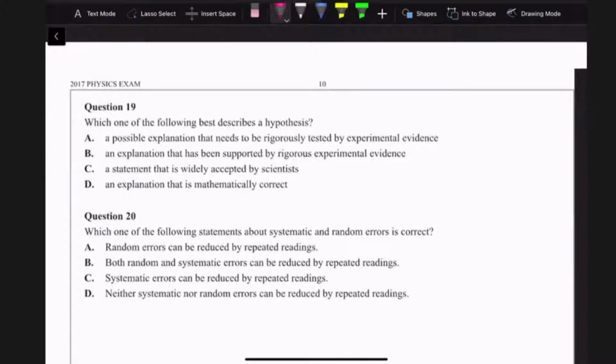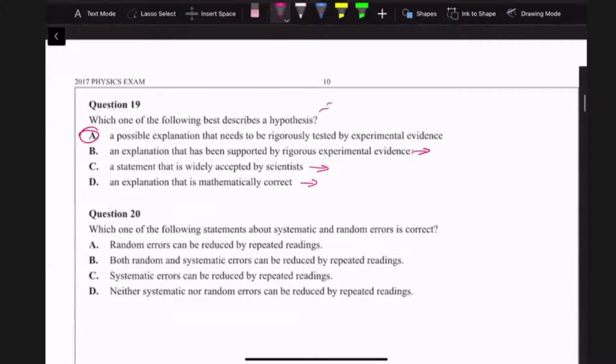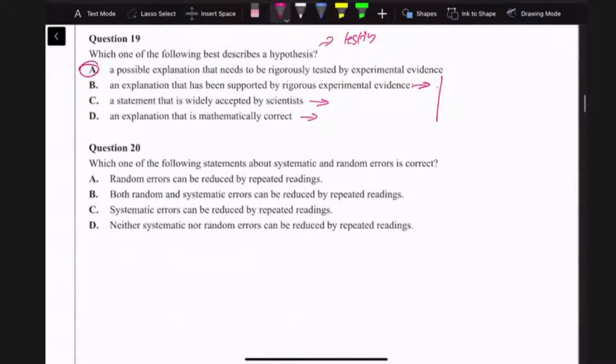So which describes a hypothesis? A possible explanation, yeah, that makes sense. An explanation that's been supported. That's not really a hypothesis. That's more like your supporting background information or something. Again, same thing with C. And an explanation that's mathematically correct is also not true, because a hypothesis is what we're testing. So none of these three kind of say that that's what we're testing.